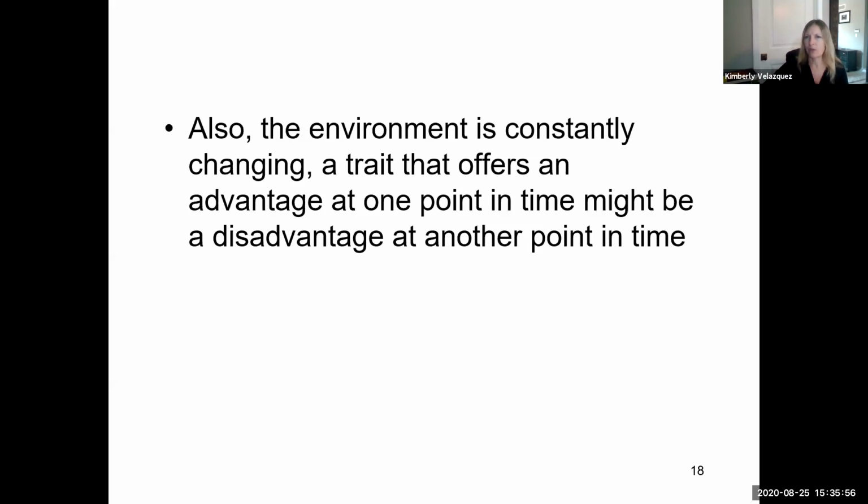Also, it's important to note that the environment is constantly changing. So anything that offers a survival advantage at one point in time might actually be a disadvantage at another point in time. Okay, so let's talk about those videos that you watched. I'm going to start with the rock pocket mouse.